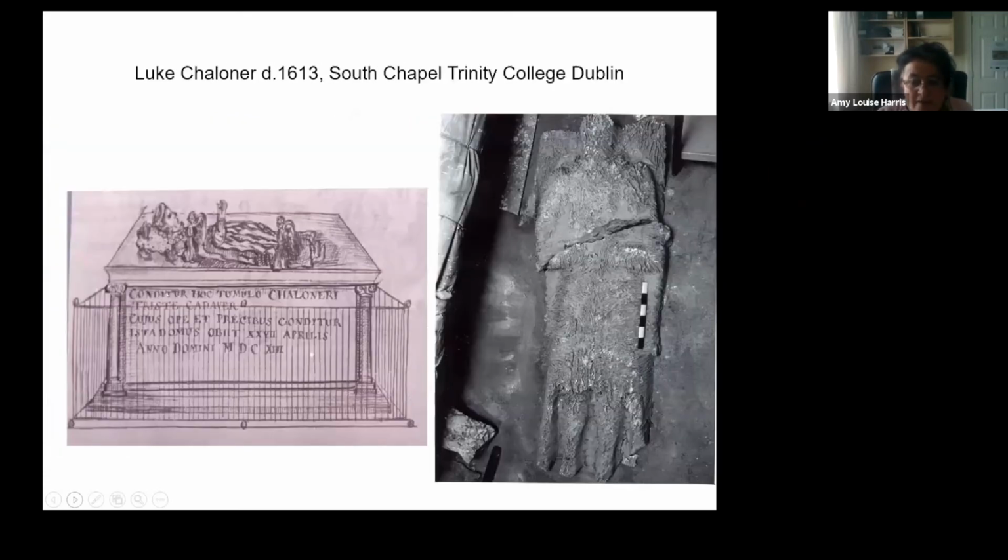Another memorial, which unfortunately has been badly ruined, is where Dingley as a source can be used, as he records lost details. This is a tomb which commemorates Luke Challoner, some of which is actually in the Trinity College Dublin South Chapel. He was one of the founders of the university and was vice provost. He died in 1613. It is the only sketch that we have of the original monument. It may not be up to much, but at least it gives us some idea of what it looked like.